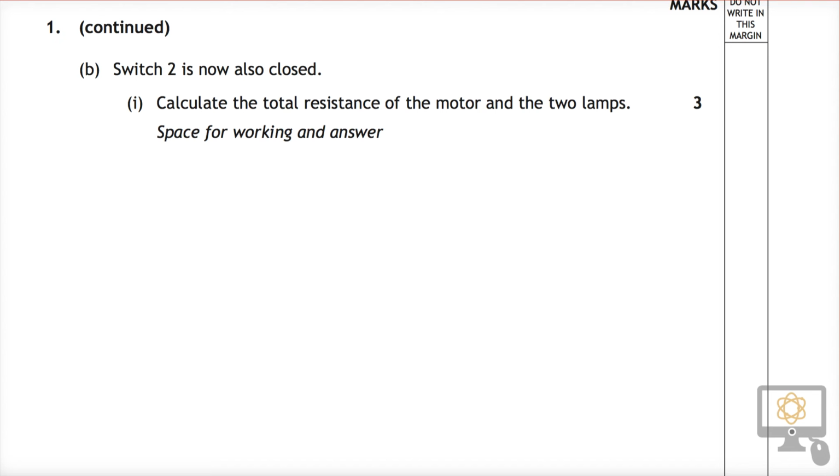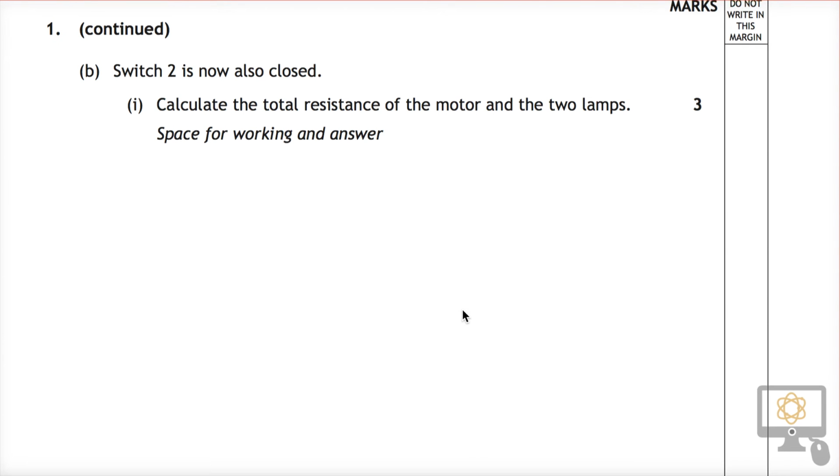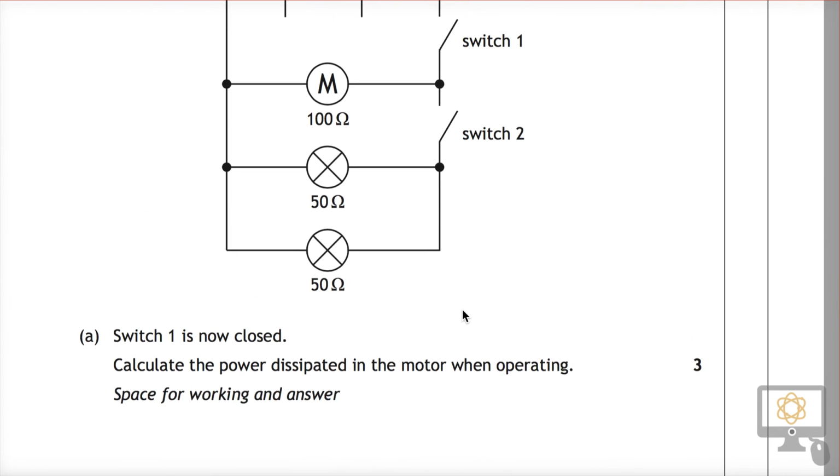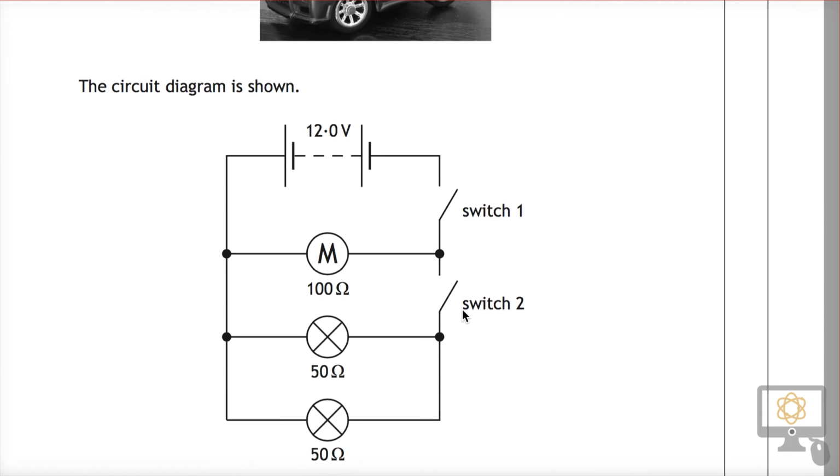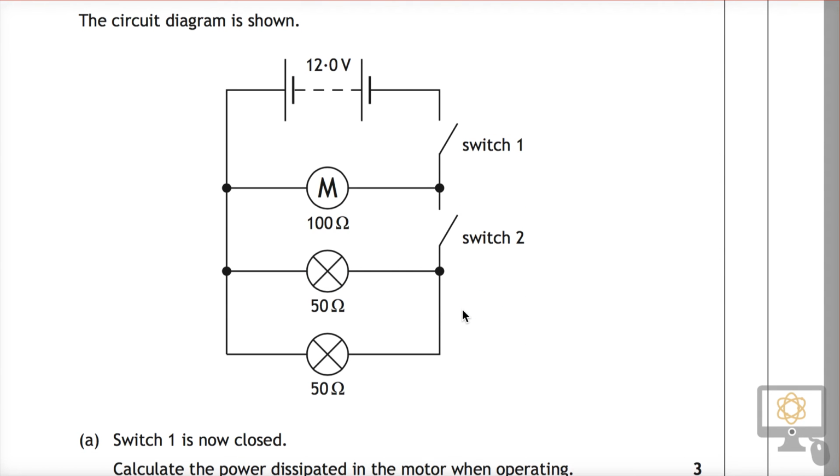So we're going to have a look at question 1b from the 2014 National 5 Physics paper. This relates to the question with the circuit diagram for the electric toy car. That's our circuit diagram there. We have a 12-volt battery connected to three components, the motor and two lamps, and there are a couple of switches as well.